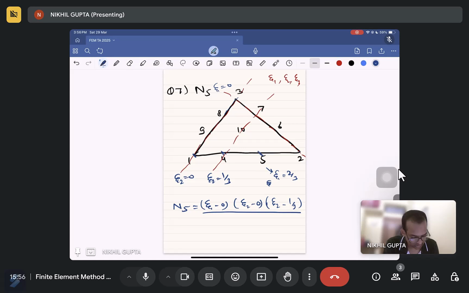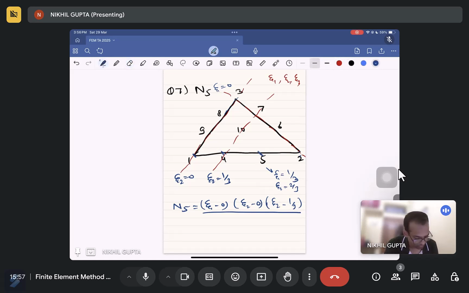No, Xi1 is coming from the line 2, 3, right? It will be 1 by 3 because this is 0. This is 1 by 3, correct. Then xi 2 we have to find out. 2 is this. So xi 2 will come 2 by 3, yes.